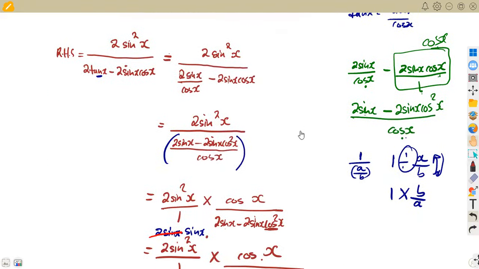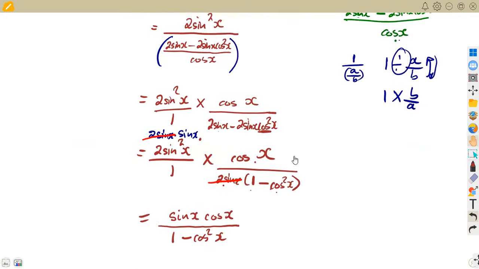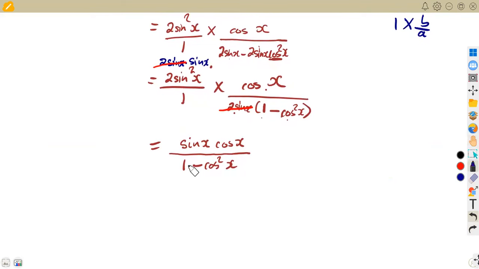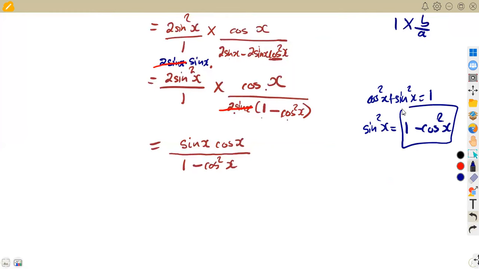So you ask yourself now, what is it that I can do at this stage? You see that there's 1 minus cos squared. So you can go back to our identities. Remember, the cos squared of x plus the sine squared of x is equal to 1. So what made us obtain 1 minus cos squared? We simply transferred cos squared to the other side, so we remain with sine squared x. So the sine squared of x is equal to 1 minus cos squared x. So where there is 1 minus cos squared x, we can write sine squared x.